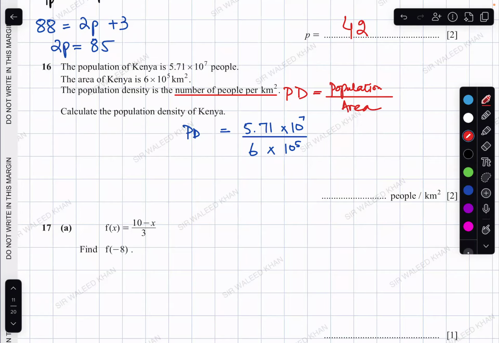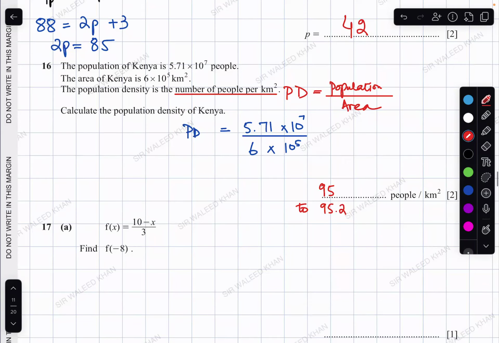Is it so? What is the answer? Sir, 95. So why are you getting that answer? Have you made a mistake? So the acceptable answer will be 95. Okay, it can be 95.1617. So 95 to 95.17, or 95.2. Both are acceptable.